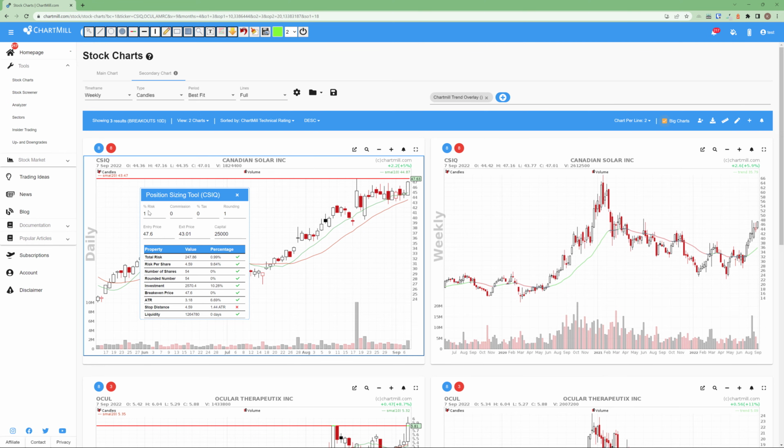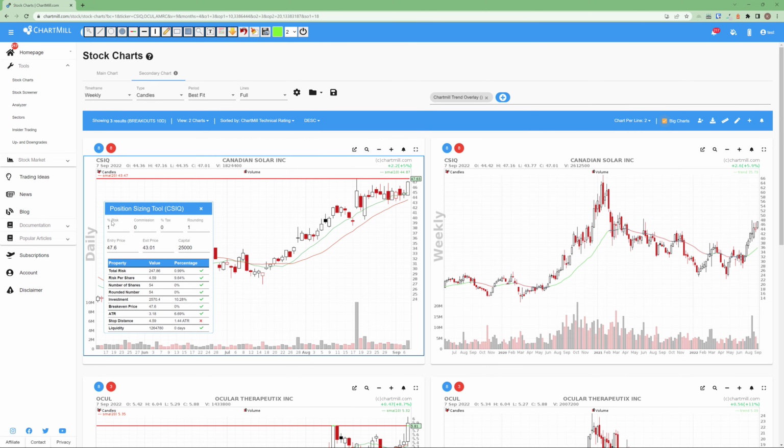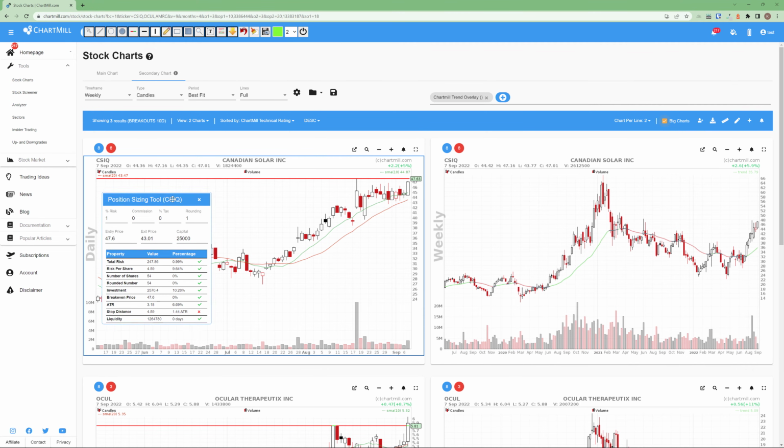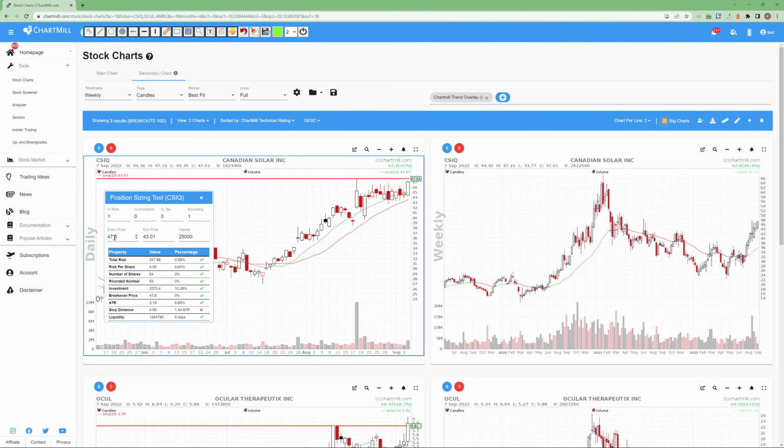You can change all these settings. So in this case, with this kind of percentage risk and an entry at 47.6 with a stop loss at 43.01, you can buy 54 shares with a total risk of approximately $250. So the entry price is 47.6 and the high of the current candle is 47.16. This high is 47.69.